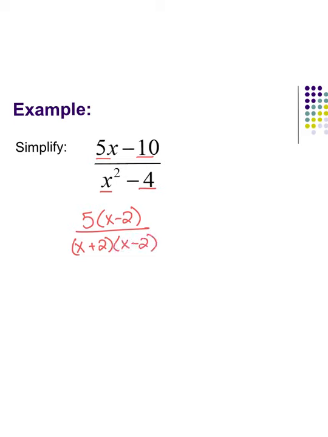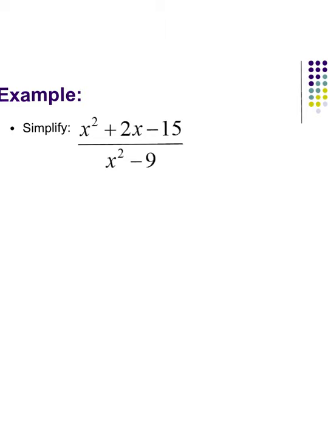Once I have factored the top and the bottom, I look for anything that's the same. This is the same as this, so they reduce to a 1. So I am left with a 5 on the top and an x plus 2 on the bottom. That is simplified.